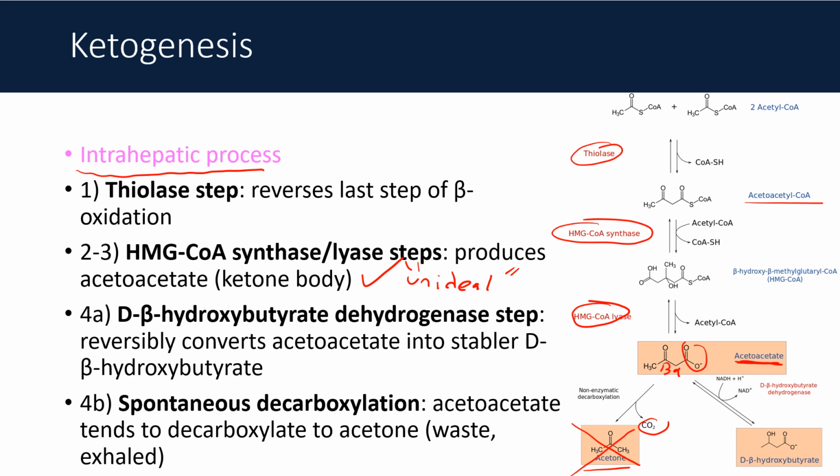The body, however, is aware of this, and it will try to divert some of the acetoacetate into beta hydroxybutyrate, shown over there. The enzyme D-beta hydroxybutyrate dehydrogenase will use an equivalent of NADH and convert it into a more stable ketone body. And that's a way that we can prevent the spontaneous, wasteful decarboxylation of acetoacetates.